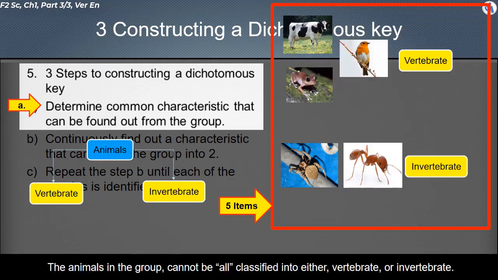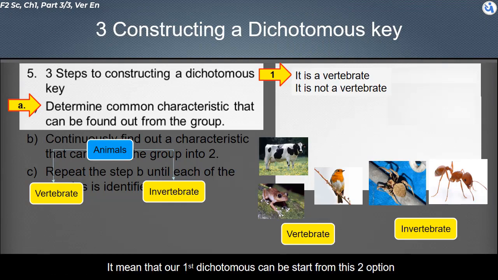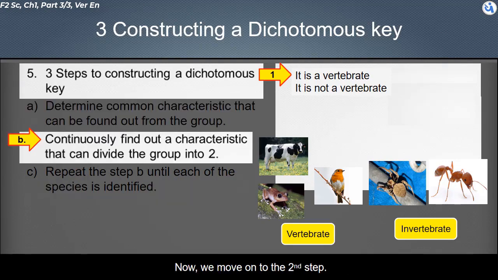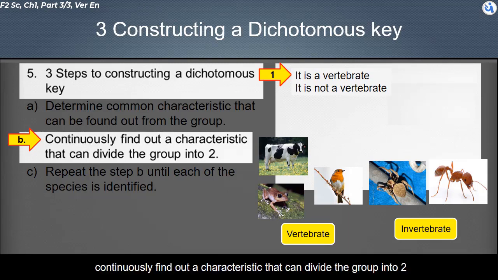The animals in the group cannot all be classified into either vertebrate or invertebrate. It means that our first dichotomous key can start from these 2 options. It is a vertebrate, or it is not a vertebrate. Now, we move on to the second step. Continuously find a characteristic that can divide the group into 2.